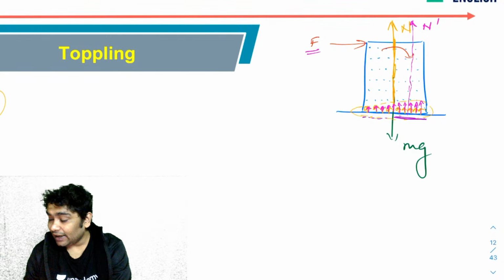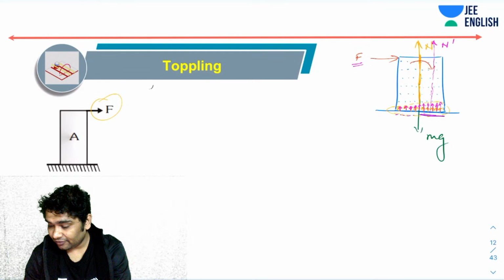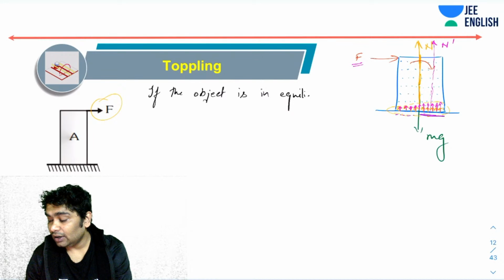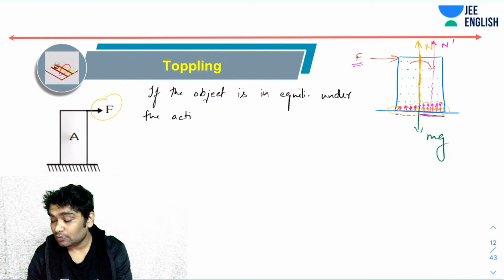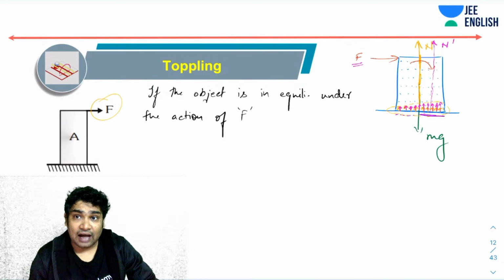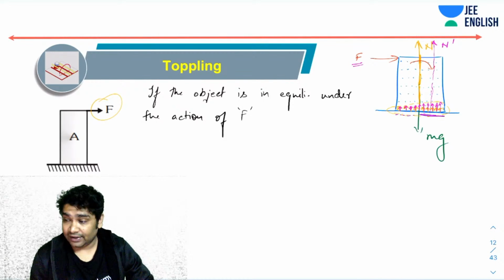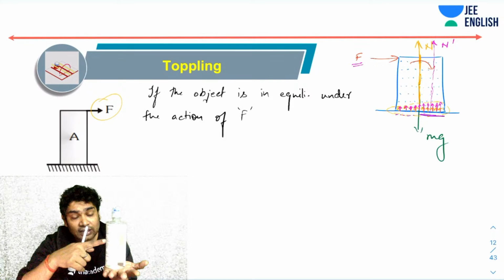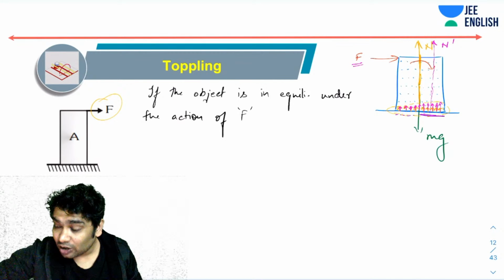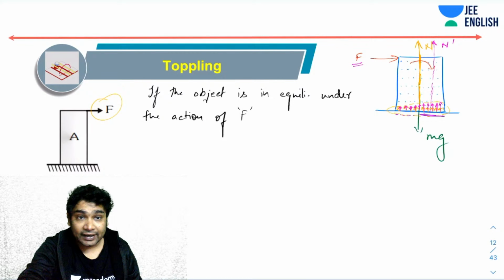So if the object is in equilibrium under the action of capital F, it will have both kinds of equilibrium, both translatory and rotatory, right? You can see here, when I'm applying a force, neither is this object translating nor is it rotating, right? So I have to write conditions for both the translatory equilibrium and the rotatory equilibrium, correct?